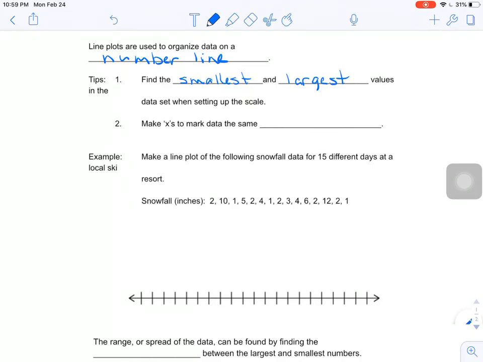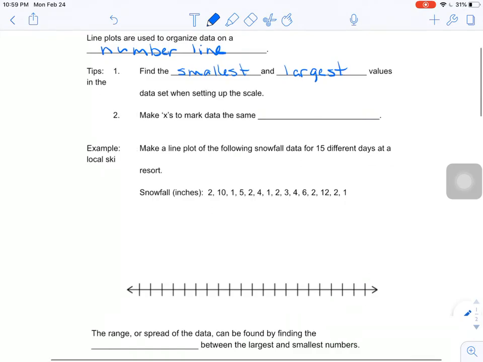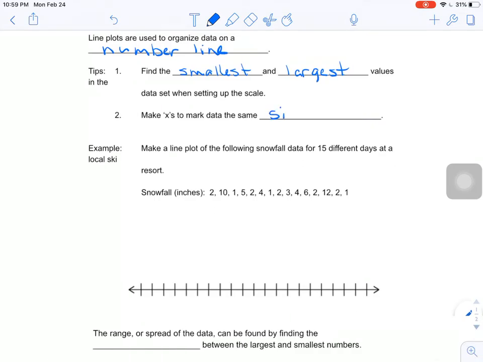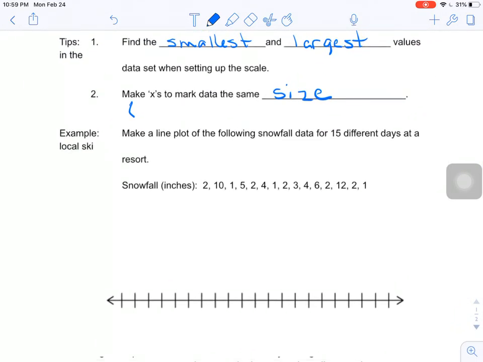The second thing, which is a reminder, will come into play in just a minute. When we plot data on a number line in a line plot, we use X's, or sometimes people use dots to mark the data. The important thing is that your X's or your dots, if you're going to use dots, all need to be the same size. So a good way to make sure they're the same size is, if you have multiple X's or multiple dots on the graph, they should line up in rows.